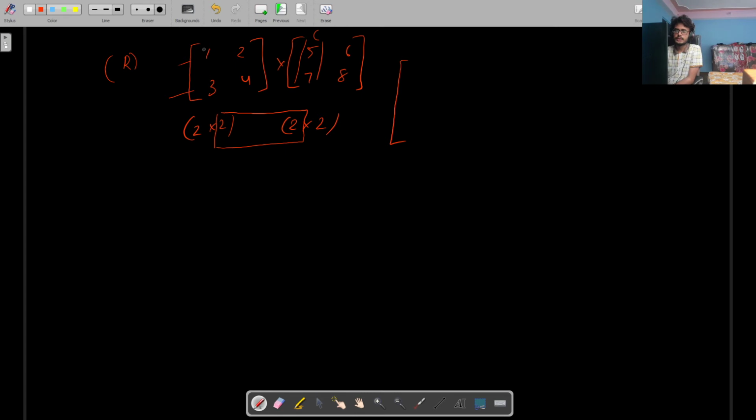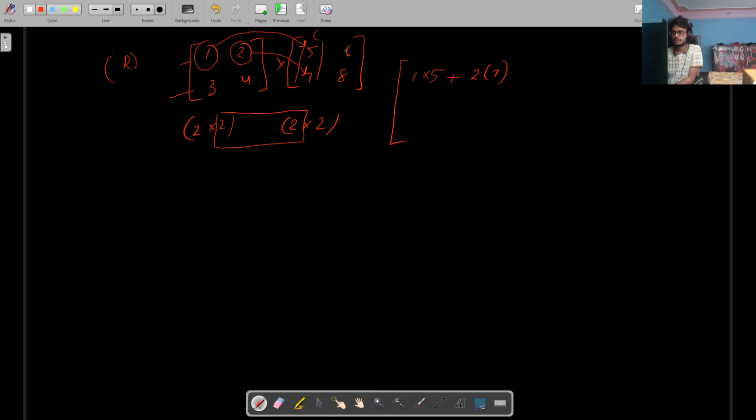First we take the first element of the first row and multiply it with the first element of the first column of the second matrix. So 1 into 5, put a plus sign, then we consider the second element of the first row and the second element of the first column, plus 2 into 7. This is the first place answer. You have to add this and find the value.